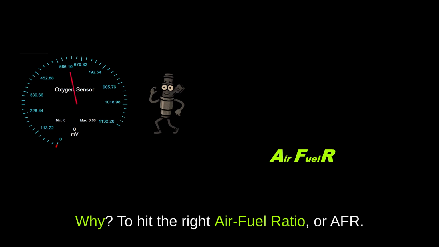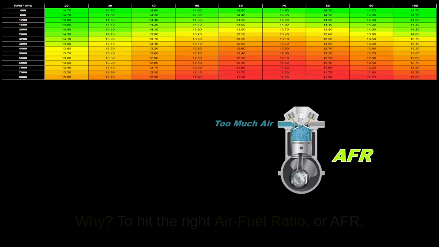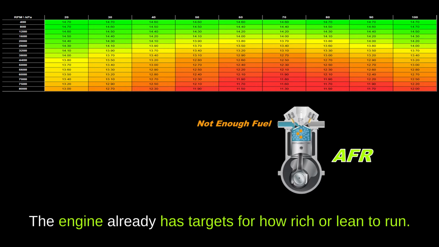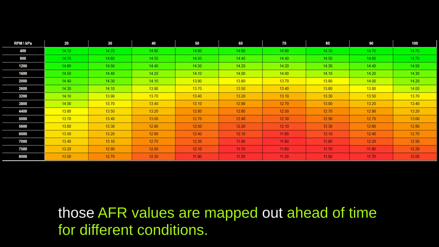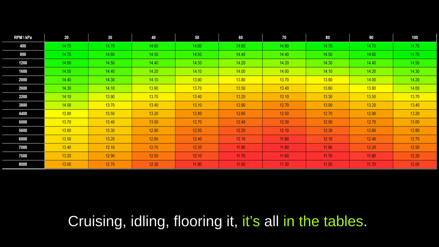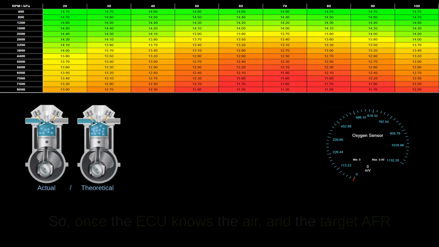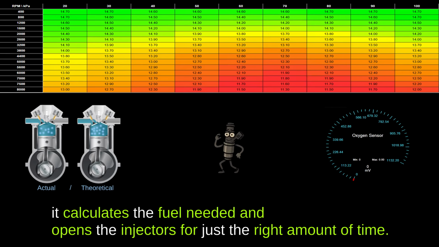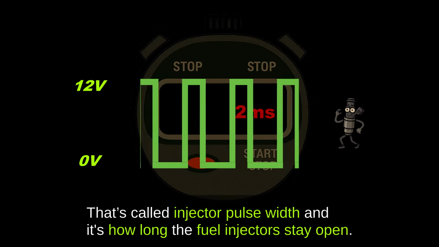Why? To hit the right air-fuel ratio, or AFR. The engine already has targets for how rich or lean to run. Those AFR values are mapped out ahead of time for different conditions. Cruising, idling, flooring it, it's all in the tables. So once the ECU knows the air and the target AFR, it calculates the fuel needed and opens the injectors for just the right amount of time. That's called injector pulse width, and it's how long the fuel injectors stay open.